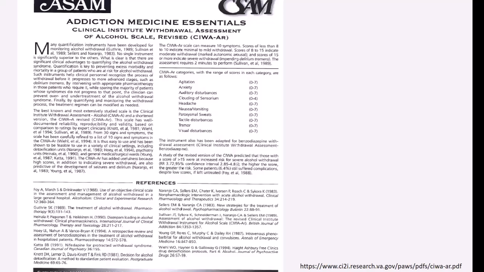But CIWA scores between 8 and 15 would be considered moderate withdrawal, and anything above 15 would be kind of more severe alcohol withdrawal, and they would probably need to be monitored in a setting where they have nursing. And you can do some other things, whether it's IV lorazepam or very closely monitored administration of Librium or Valium.